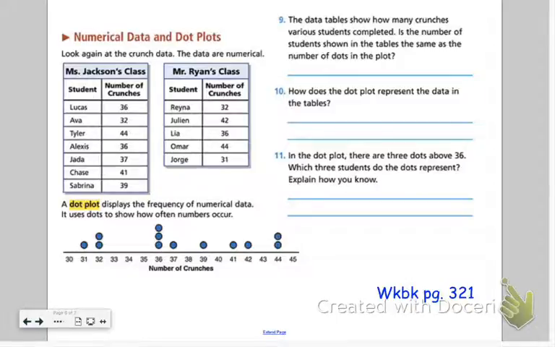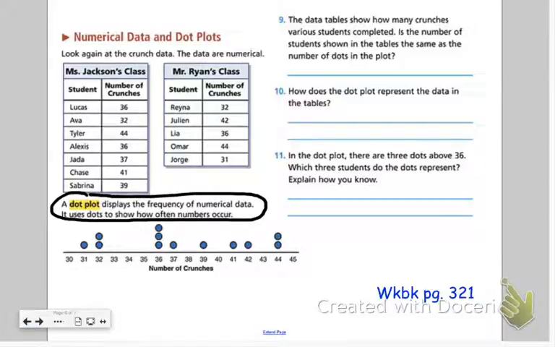All right, now moving on to page 321. Same thing. Same situation. We've got Miss Jackson's class, we got Mr. Ryan's class. We're looking at their crunch data, but this time we're not comparing them. We're actually going to put them in a dot plot. If you look down here, you have the definition of a dot plot. A dot plot displays the frequency of numerical data, and a dot plot uses dots to show how often numbers occur.